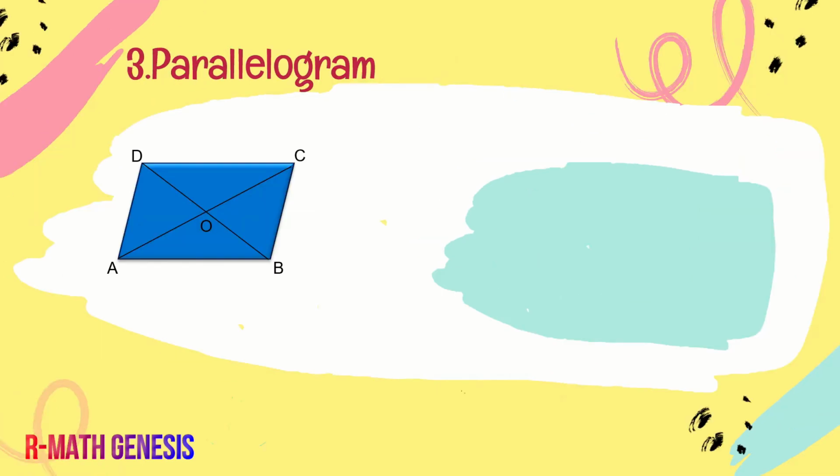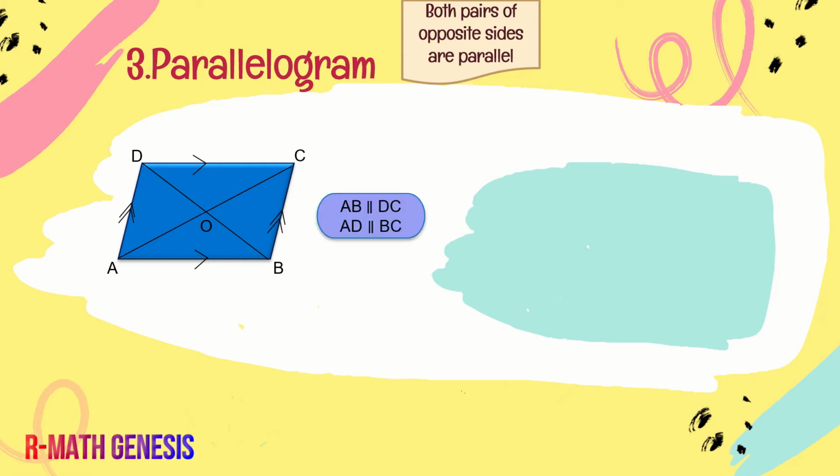Alright, next comes the parallelogram. A parallelogram is a quadrilateral in which both pairs of opposite sides are parallel. For example, if you see here, sides AB and DC are parallel. Similarly, sides BC and AD are also parallel. Then this quadrilateral is known as a parallelogram, where AB is parallel to DC and BC is parallel to AD.